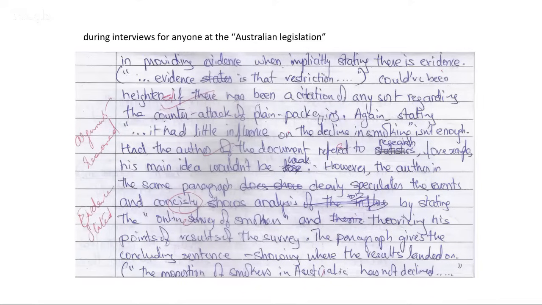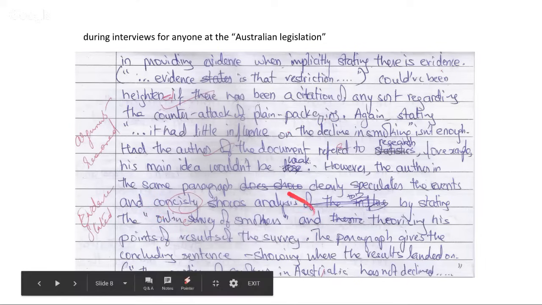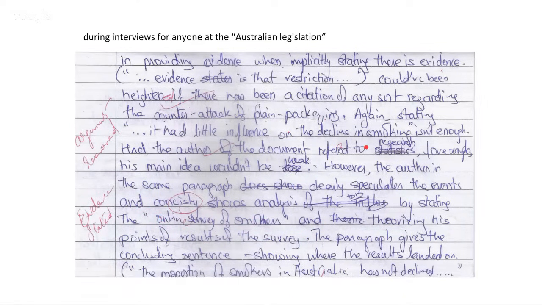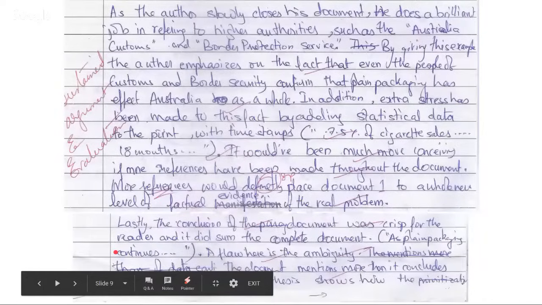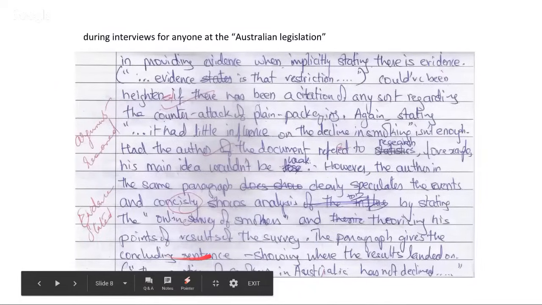The examiner does see that the person has clearly reasoned, put arguments reasoned, and evidence stated. He directly just states them in the passage. So moving on. Oh wait, oops, did I read the sentence below? By stating, yes, the paragraph gives a concluding sentence, showing where the results landed. He just gives a quote here: smokers in Australia has not declined.